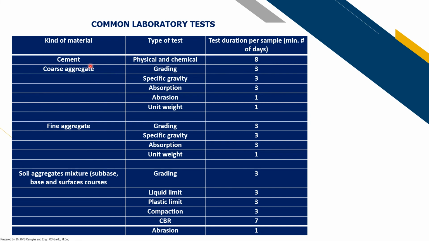Okay, so for cement, ang katong sample nga atong gi-submit for test of cement, usually ang test na correspond na siya sa physical and chemical test. So katong sample based sa katong minimum test requirements, usually ang test duration ana is 8 days minimum. And then for coarse aggregate pod, kani siya for grading, specific gravity, absorption, abrasion, unit weight. So for grading 3 days minimum, specific gravity 3 days pod, absorption 3 days pod, your abrasion test 1 day, and then your determination of your unit weight is 1 day pod, mga minimum lang na siya.